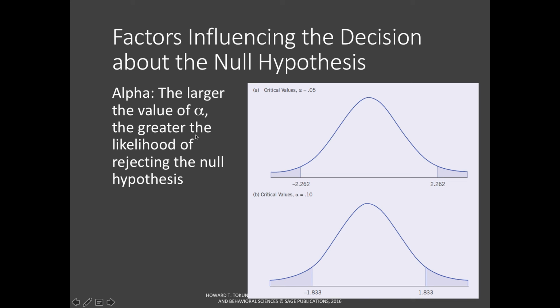Also the direction. So there's a greater chance of rejecting the null hypothesis if you use one tail. So if we say that we expect the answer to be greater than the population versus saying that we just expect it to be different.